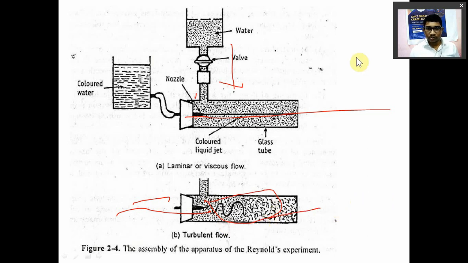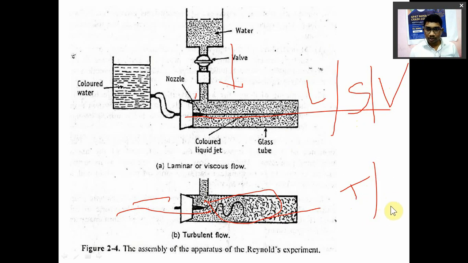This one is known as a streamline flow, or it is also known as a viscous flow, or it is also known as a laminar flow. This one is known as a turbulent flow, or it is known as a diffused flow. I will explain this again in the upcoming slide.